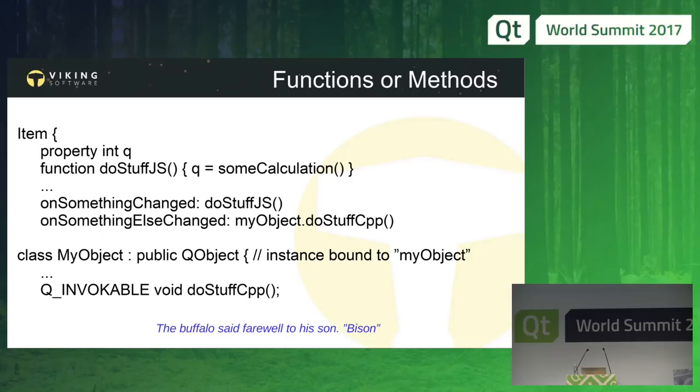So one thing that I show here, which I don't know why I'm on the same slide, but okay. So we have a property Q here, and here I show what happens when you want to be in the slot that says my Q was changed. So that is, no, that's on something changed, do stuff, JS. Okay, so that's the reason I'm confused here. So here we have a JavaScript method. So it could have been on Q changed, do stuff, on something else changed, do the C++ stuff. Yeah, whatever.